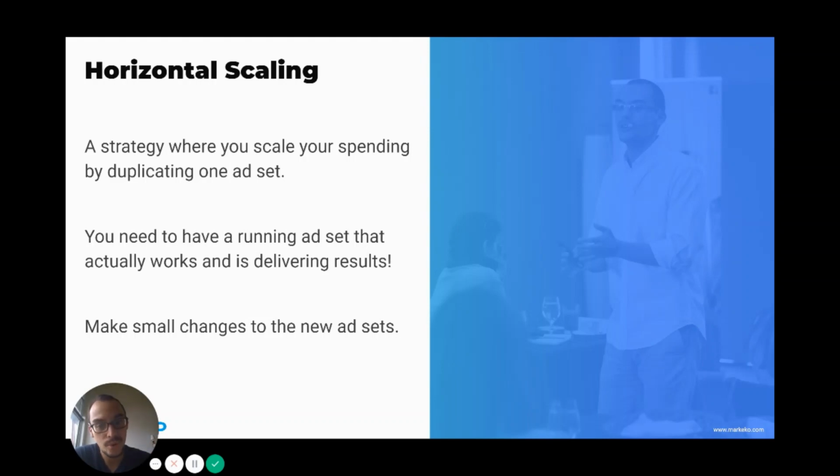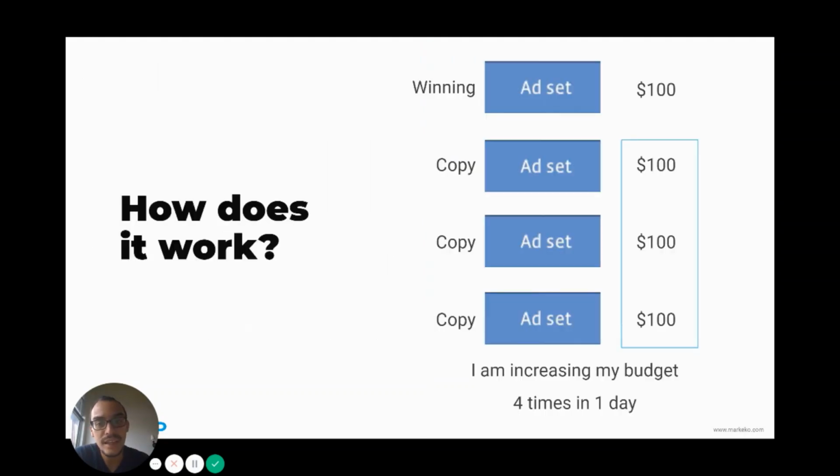And this is very important, right? You need to actually have a running ad set that is working and delivering you results. What you're going to be doing is making small changes to a new ad set. So what horizontal scaling really is, is duplicating ad sets that are successful. In this case, I have a successful ad set where I'm spending $100, regardless of the configuration or conversion, or this depends on what you're looking for. But if I'm an e-commerce site and I'm looking for conversions, I already know my CPA, my click-through rate, and my CPC as well. I know that I'm getting the right results.